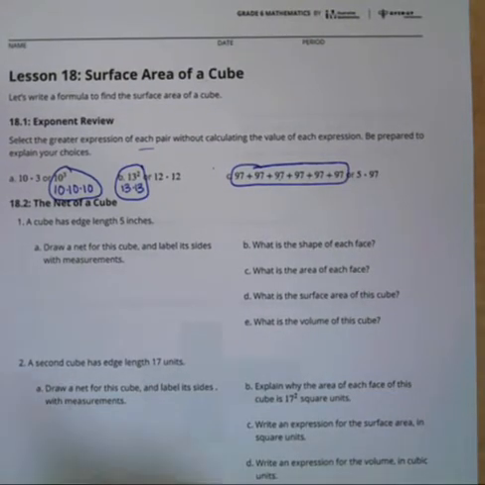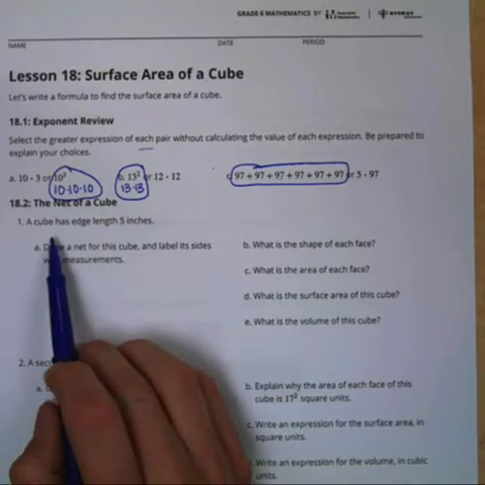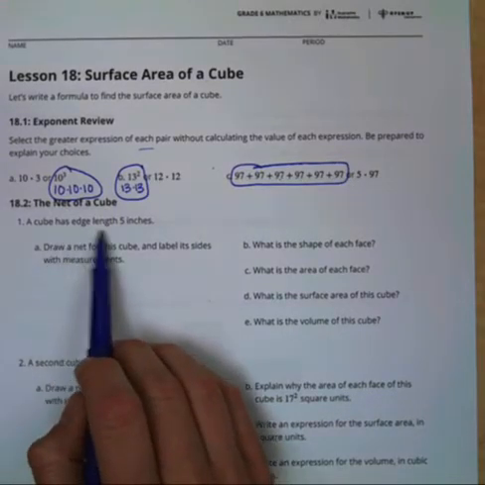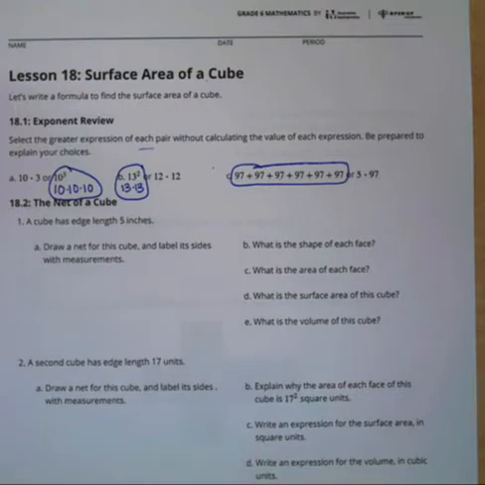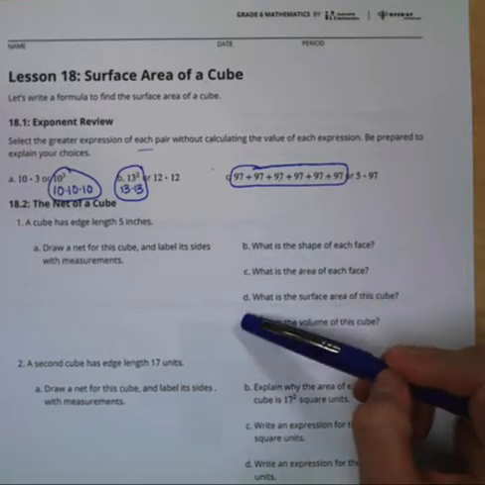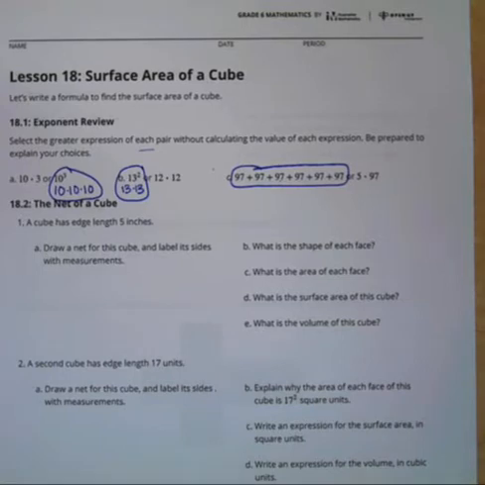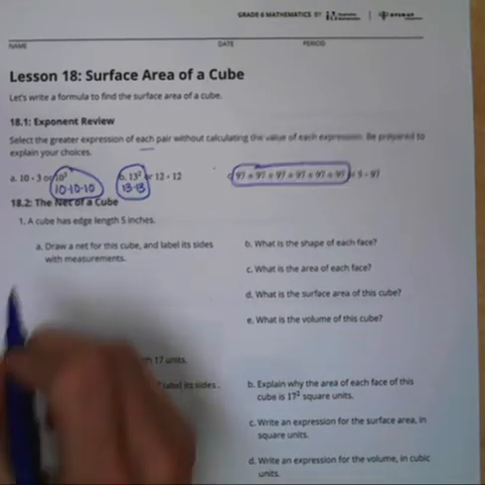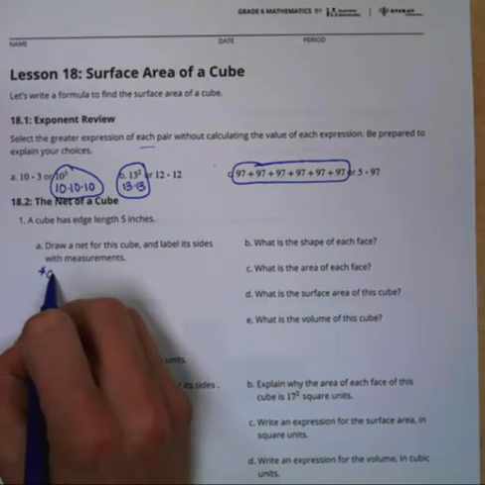All right, let's move down to the net of a cube. It says that a cube has an edge length of 5 inches. Draw a net for this cube and label the sides. Go ahead and pause the video and draw the net. Then you can hit resume and compare your net to mine. Remember, yours might look a little bit different, but we'll still get the same answers. Hit pause and then draw your cube. Remember, your answer may be different than mine.